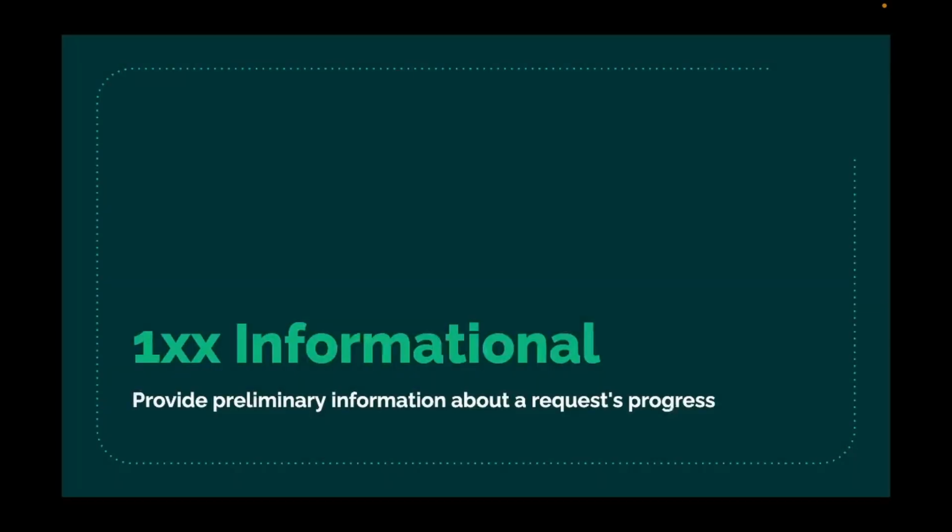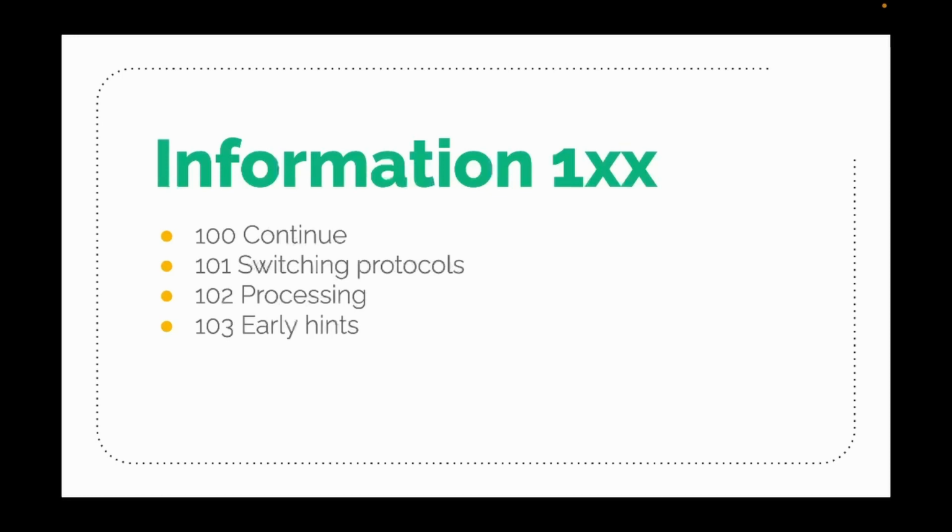So 1xx means 100, 101, 102, 103 till 199. It provides preliminary information about a request's progress. So if you have made a request, maybe you try to send a request again, it will tell you what is happening or what the situation is.